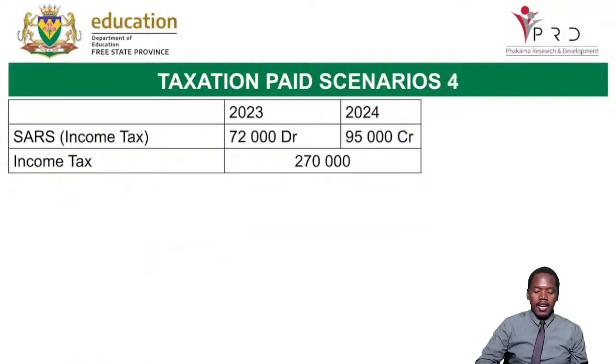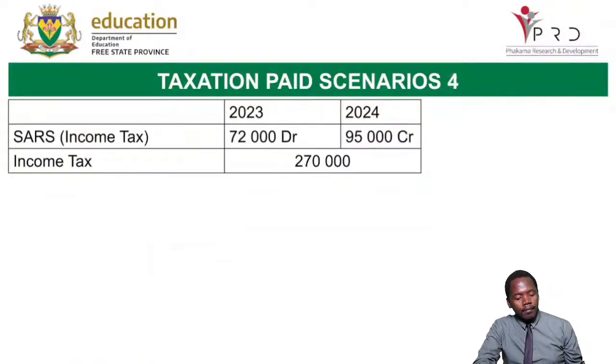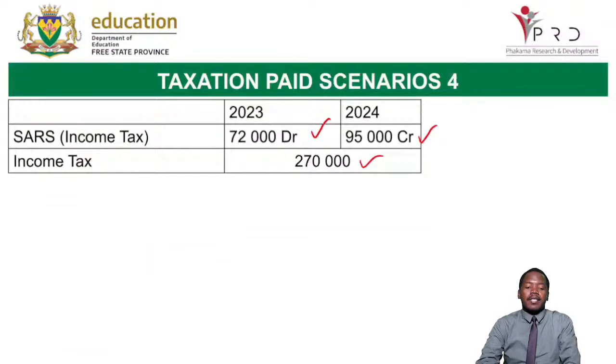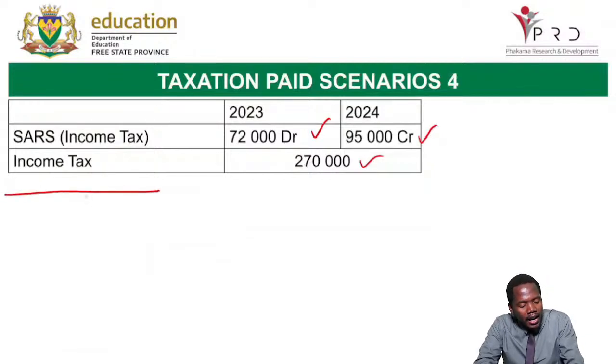Now let us look at scenario number 4 here, which is our last scenario. We are calculating tax paid here. How do we calculate tax paid? We need 3 items again. We need our SARS at the beginning, SARS at the end, and income tax amount. You can use your T account to calculate. T account on the debit, it's a plus side, which is the receivable side. On the credit, it's a minus side, which is the payable side.